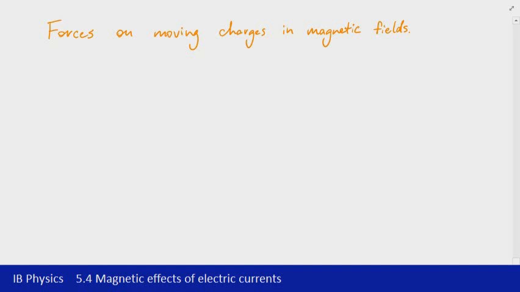In the previous video we looked at the forces that existed on currents in magnetic fields. We're now going to have a look at what happens when we have individual charges moving through magnetic fields. And to do that we're going to consider that a current consists of a whole heap of charges, and all of those charges are moving.